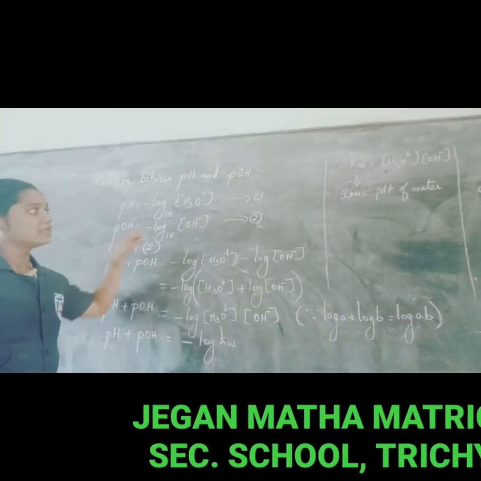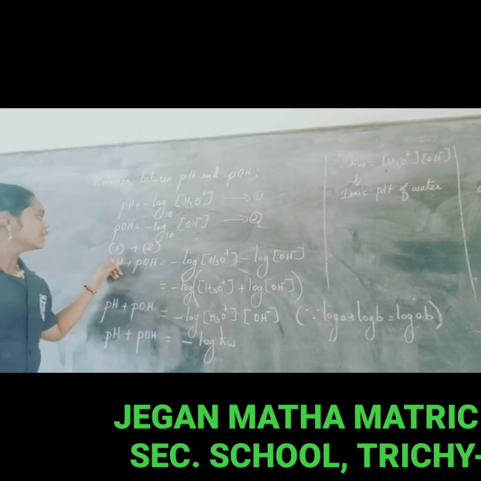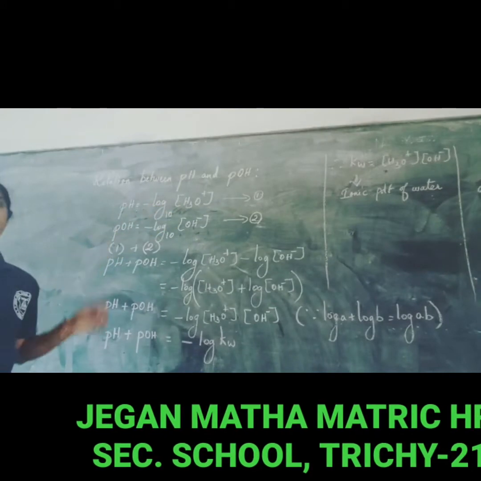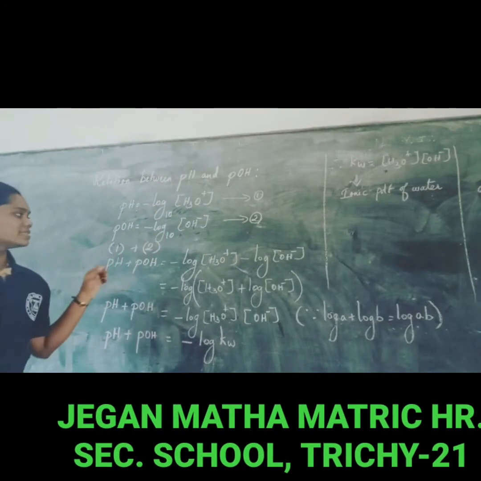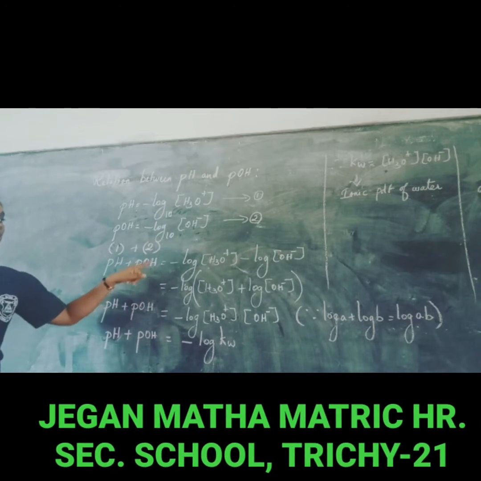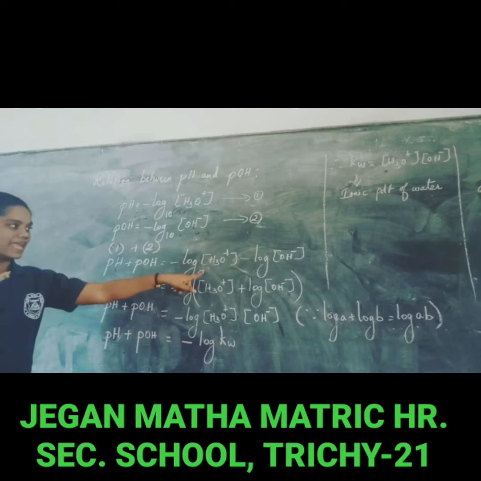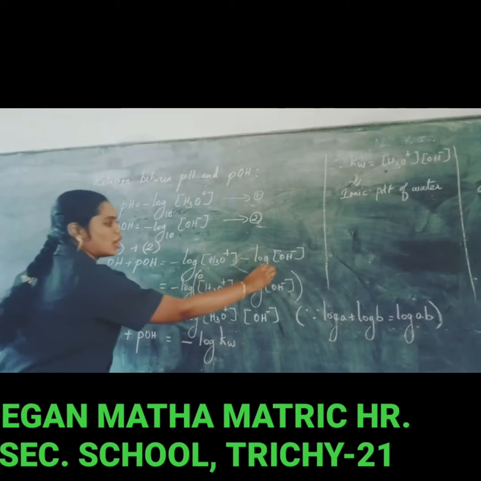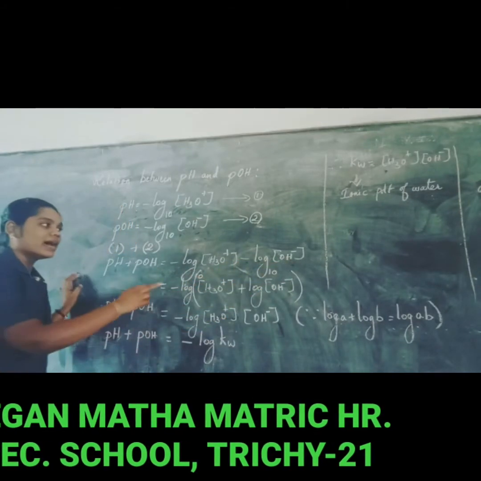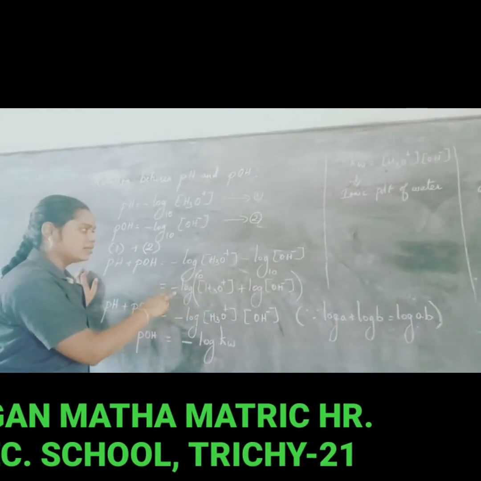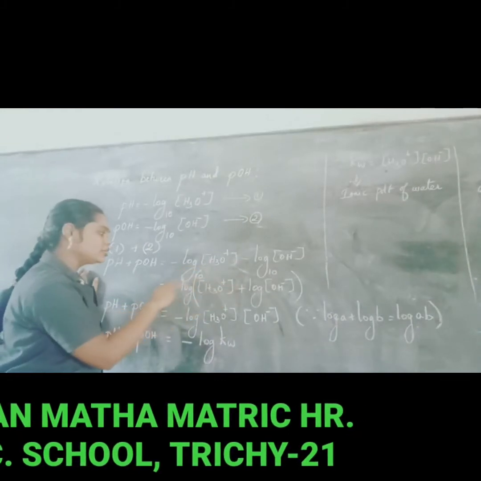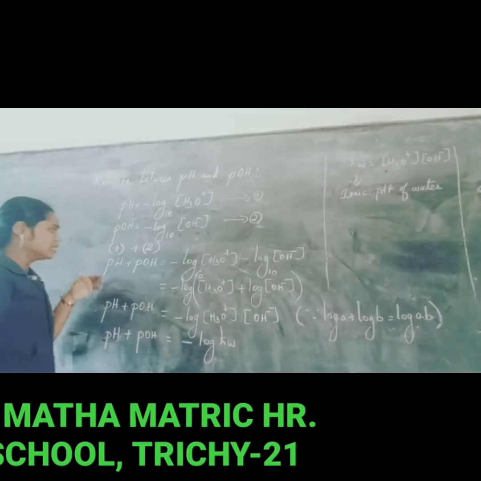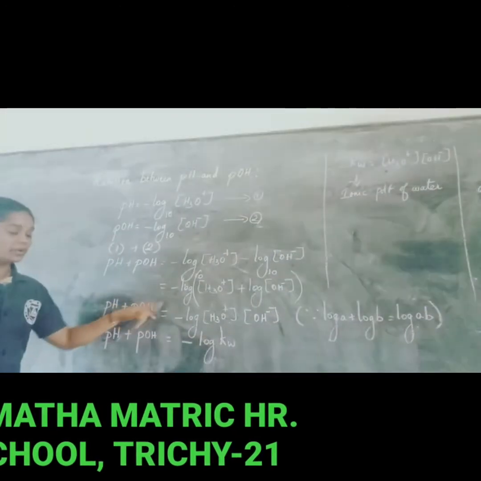First we add equation 1 and equation 2. Equation 1 is pH equal to minus log base 10 hydronium ion, and pOH is equal to minus log base 10 hydroxyl ion. So pH plus pOH is equal to minus log base 10 H3O plus minus log base 10 OH minus. Here minus is common, so minus of log hydronium plus log OH minus. After that, pH plus pOH is equal to minus log.